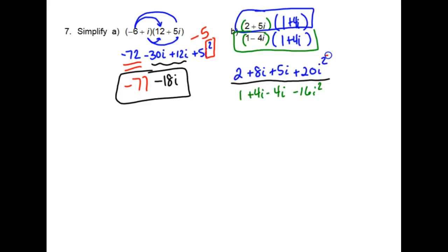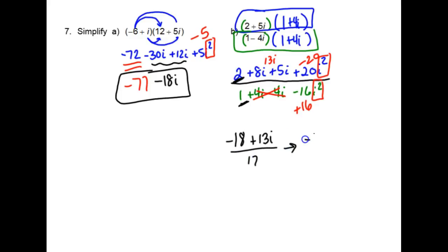So again, simplifying, collecting like terms, and remembering that i squared is really a negative 1, this term becomes a minus 20, and this term becomes a plus 16. These cancel, and these add together to give you 13i. So my numerator simplifies to 2 minus 20, which is negative 18, plus 13i. And then 1 plus 16 in the denominator becomes 17. The answer you're going to be looking for, because it'll be in a plus bi form, is this.